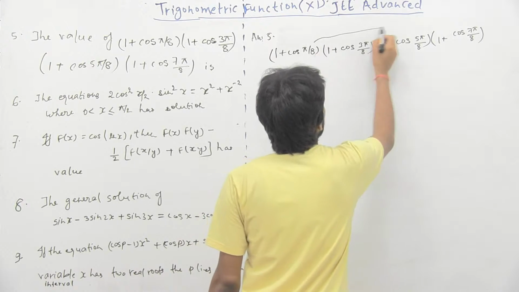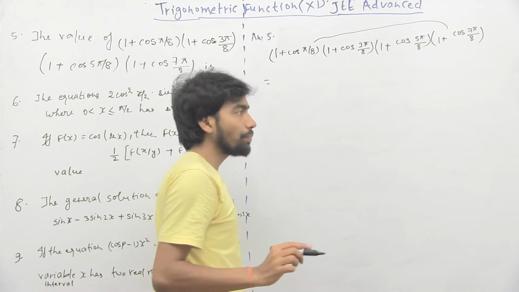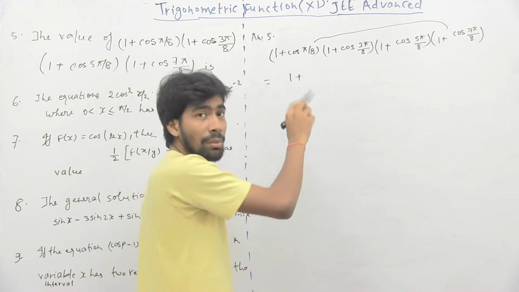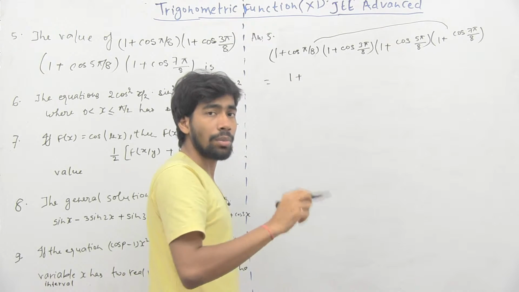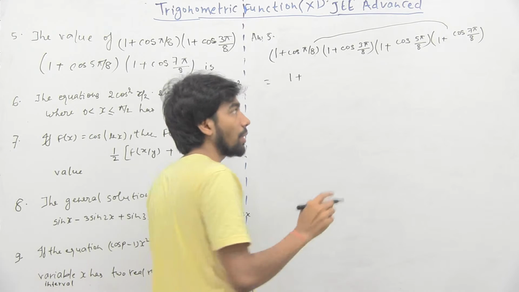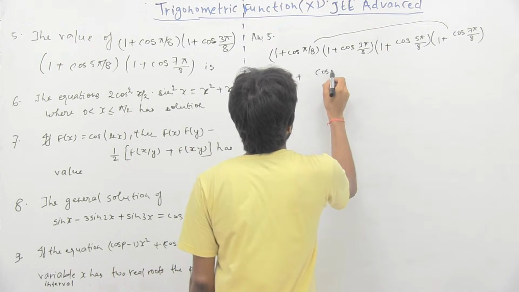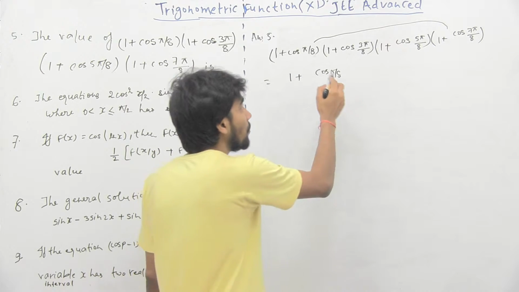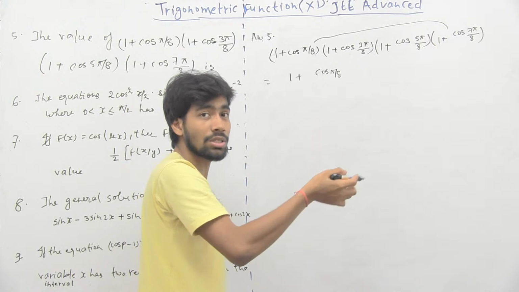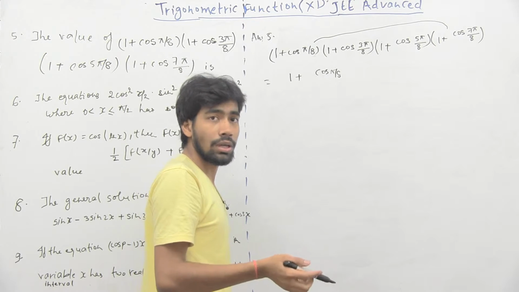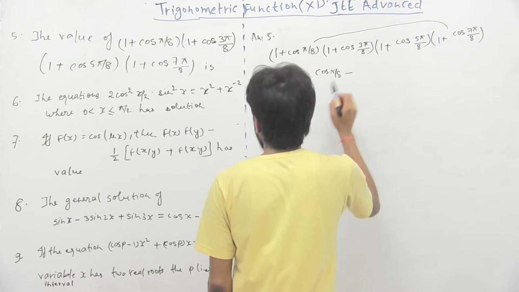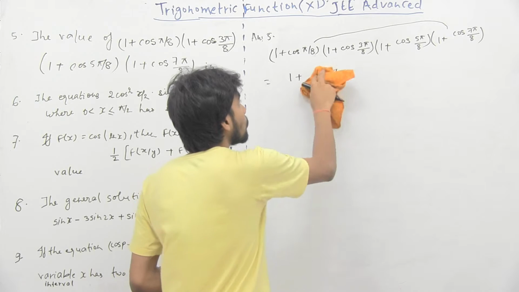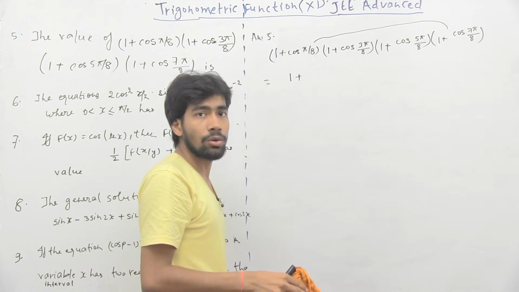Now bring these two together. So we will have 1 plus cos pi by 8 plus cos 7 pi by 8 plus cos pi by 8 into cos 7 pi by 8. Why are we bringing these two together? Because we know that cos pi by 8 plus cos 7 pi by 8 will cancel each other. So we can directly ignore the term cos pi by 8 plus cos 7 pi by 8.